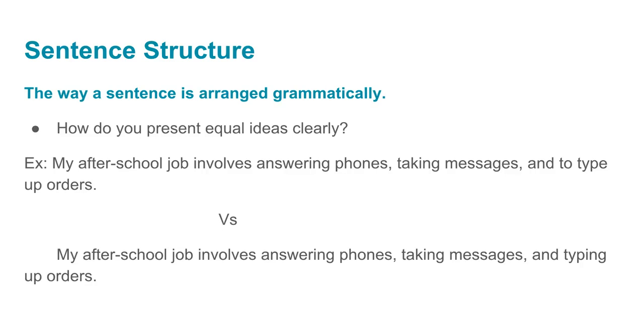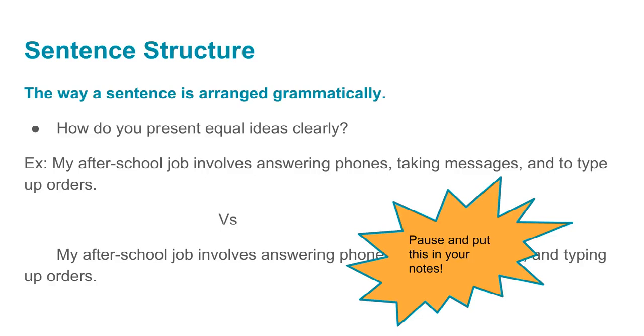Both of these sentences have the exact same components. The subject is the after-school job, the verb is involves, and then we have a series of tasks the individual undertakes at their job: answering phones, taking messages, and typing up orders. The second sentence shows these ideas presented clearly. Pause and put all of this in your notes.